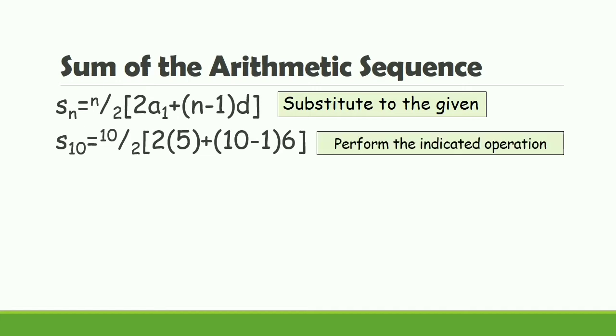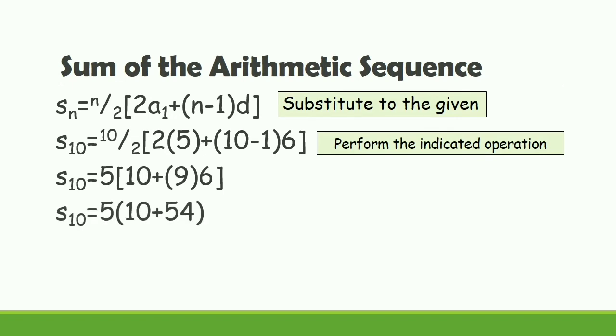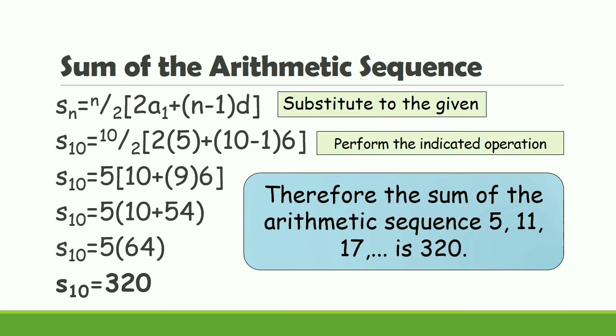Perform the indicated operation. 10 divided by 2 is equal to 5. 2 times 5 is equal to 10. 10 minus 1 is equal to 9. 9 times 6 is equal to 54. 10 plus 54 is equal to 64. 5 times 64 is equal to 320. Therefore, the sum of the arithmetic sequence 5, 11, 17 is 320.